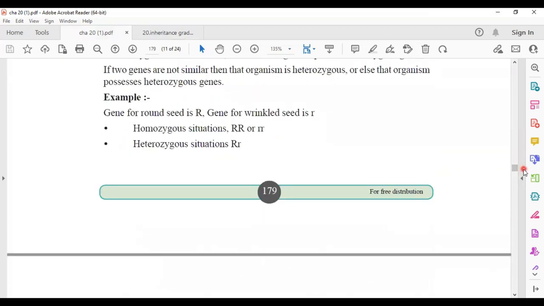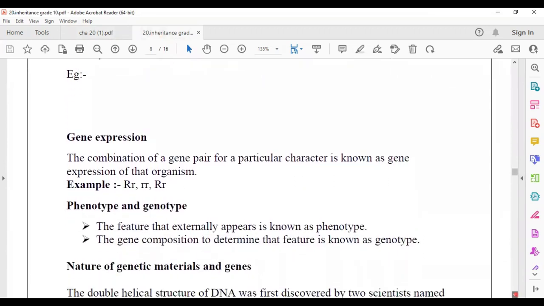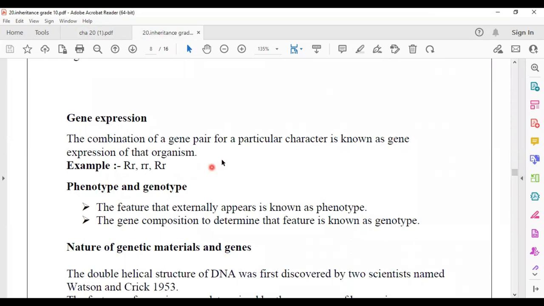Like this, the homozygous situation, we represent by capital R, capital R, or simple r, simple r, and the heterozygous situation, capital R, simple r. We'll see the meanings of each word. Gene expression. The combination of a gene pair for a particular character is known as gene expression. You should remember these definitions. The combination of a gene pair for a particular character, like this, capital R, simple r. From these combinations, different characters are represented. That combination is the gene expression.